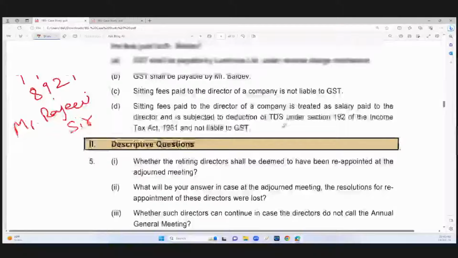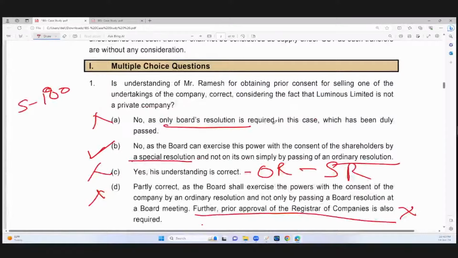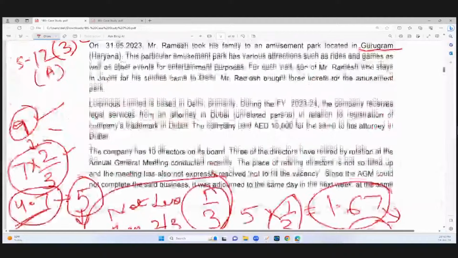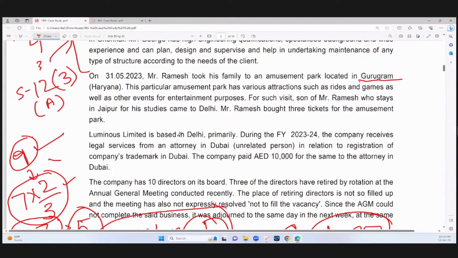So, aap dekho, poori case study humne finish ki hai, complete ki hai with all the concepts and provisions. Ye aapka attorney wala point yahan par tha. Luminous Limited is based in Delhi. So, service recipient is in Delhi and attorney is in Dubai. So, one of the parties, recipient or service provider, if one of them is outside India, so section 13 becomes applicable. So this is the idea behind.